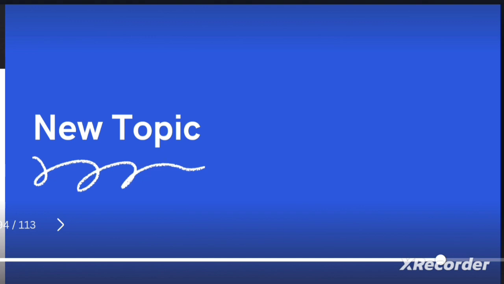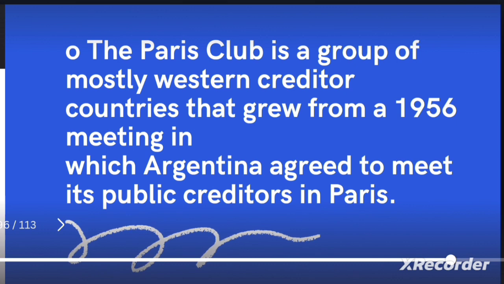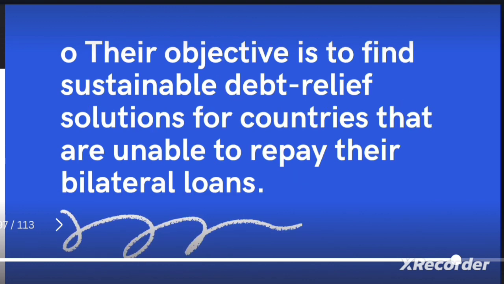A recent context: Paris Club likely to provide a financial assurance to the International Monetary Fund on Sri Lankan debt. The Paris Club is a group of mostly Western creditor countries that grew from a 1956 meeting in which Argentina agreed to meet its public creditors in Paris. Their objective is to find a sustainable debt relief solution for countries that are unable to repay their bilateral loans.